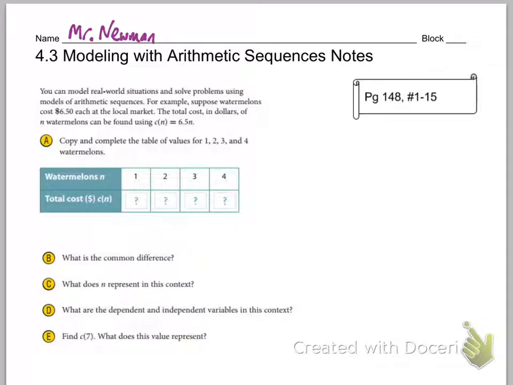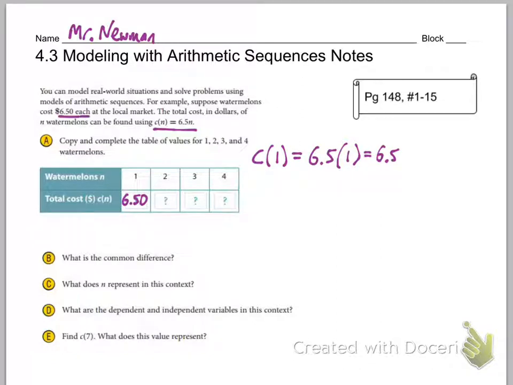Suppose watermelons cost $6.50 each at a local market. The total cost in dollars in watermelons can be found using this formula. The first thing they want us to do is fill out this table. Well, we're going to have to use that formula right there. C of n equals 6.5 times n. So if we have one watermelon, that's C of 1. I plug in 1 where n is, so it's 6.5 times 1, that's 6.5. So I'm going to fill that out in that first spot on the table there.